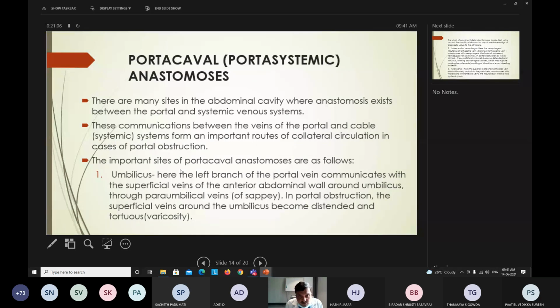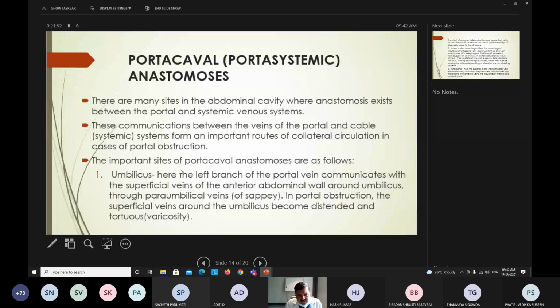Now, coming to the most important thing, that is portocaval anastomosis. Portocaval anastomosis is the anastomosis between the tributaries of the portal vein and the tributaries or branches of the systemic veins. In the body, there are some sites where there is anastomosis between the portal venous system and the systemic venous system. So this anastomosis is called portocaval or portosystemic anastomosis.